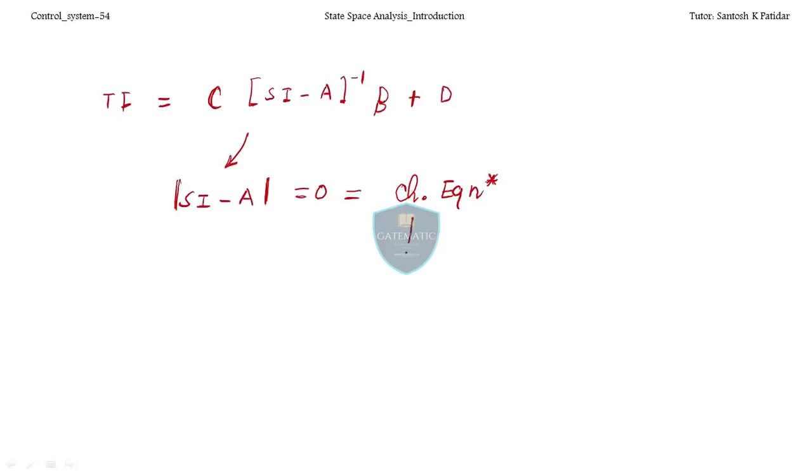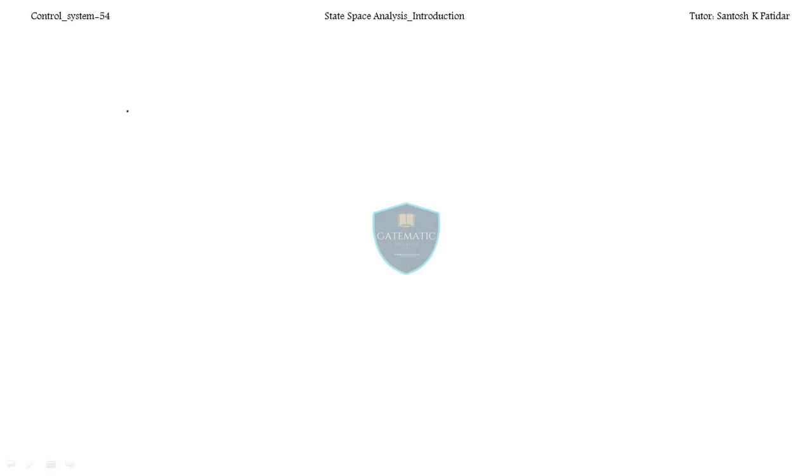If you solve this equation, you will find some poles, roots. The roots of this equation are nothing but the poles of the system. The poles of the system are nothing but the roots of this equation. Friends, these roots we also call the eigenvalues. Now I'll take one example so everything will be clear to you.